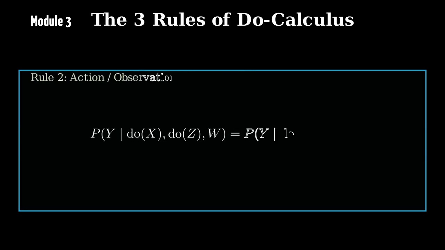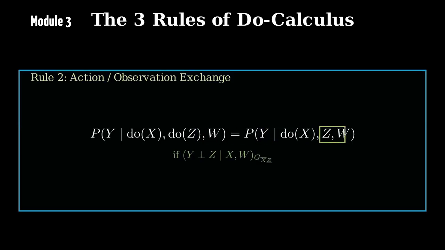Rule 2 is the critical core, exchanging an action for an observation. If all backdoor paths influencing z are blocked in the causal graph, then physically forcing z to change has the exact same statistical impact as simply watching z change naturally. This is how we map correlations directly to causes.